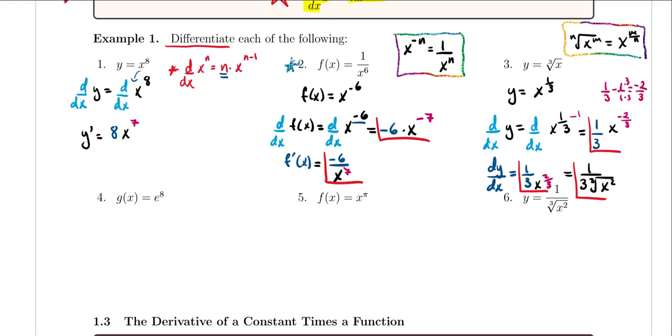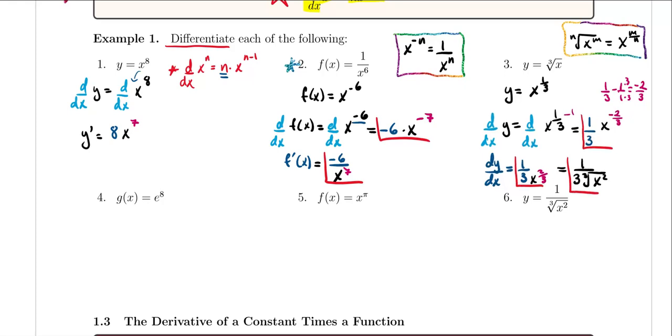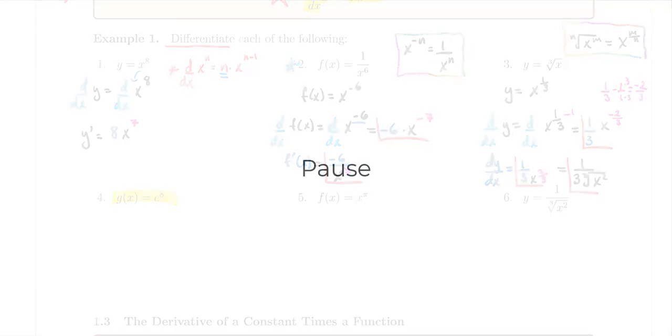Okay, now, with that said, let's go ahead and take a look at the last 3 examples, but, well, let's go ahead and take a look at the last 2, because I want you to try the last one on your own. Okay, so let's take a look at the g of x function. Now this g of x function, we have e to the 8th. Now this one, I do want you guys to try it here. So let's go ahead and pause the video and see what you get for the derivative.